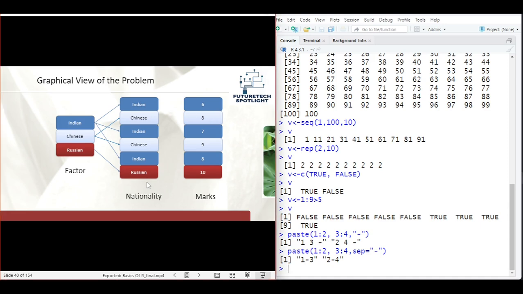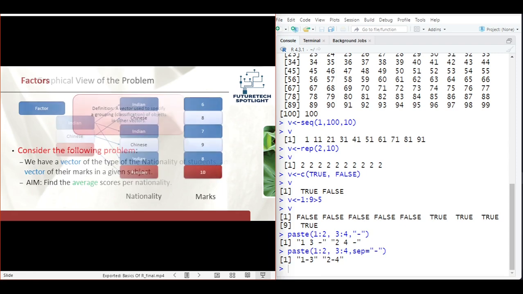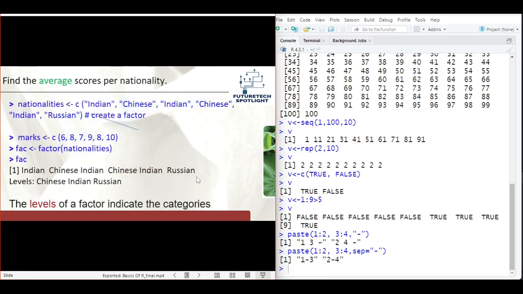Okay, so now we want to solve the problem. The problem is: find the average score per nationality. Average score per nationality means Indian average marks, Chinese average marks, and Russian. So this we want to find out. Now first of all we require to create two vectors. First is the nationality vector, where we are having all this data, and a corresponding marks vector is also there, having these marks. And then we apply the factor function on this nationality data.